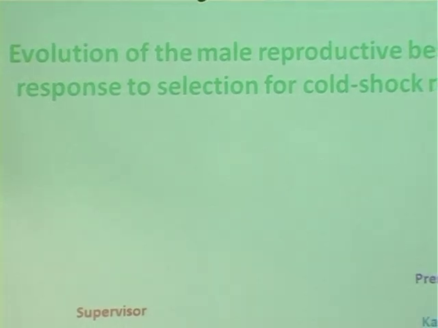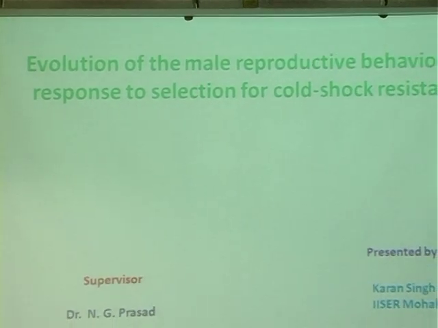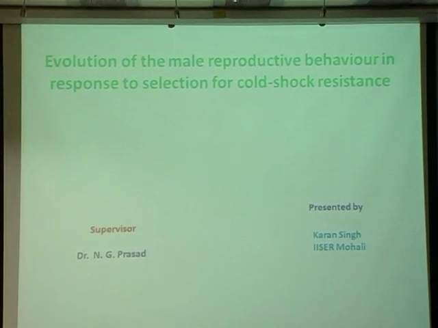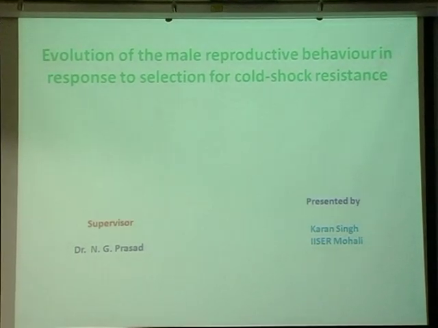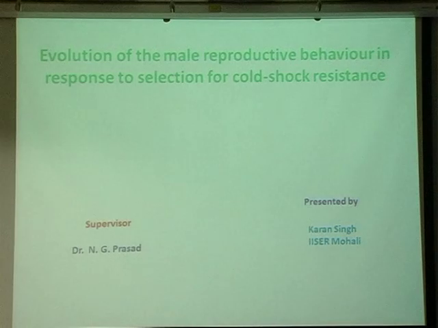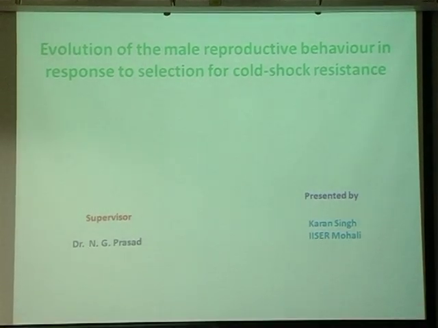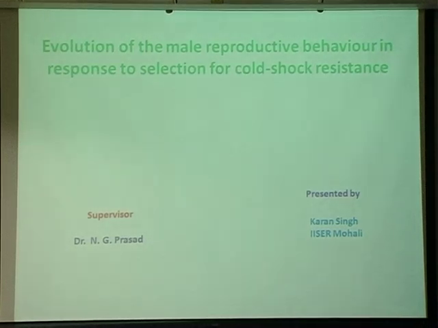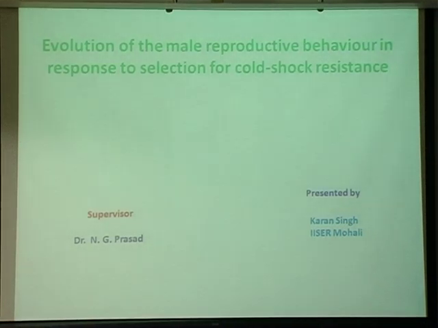This temperature especially decides the distribution of the organisms. Previous studies looked at lifespan evolution, but nobody looked at the reproductive parts in response to cold stress.